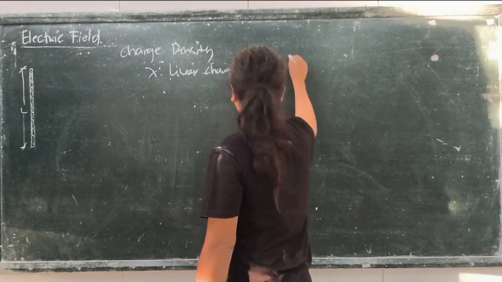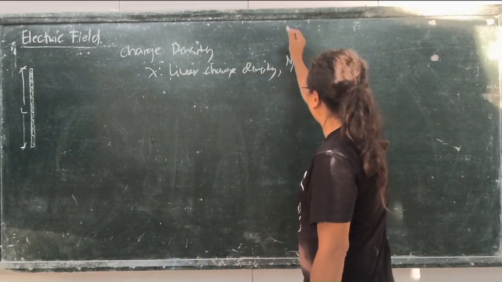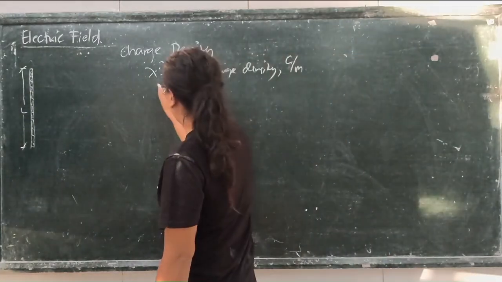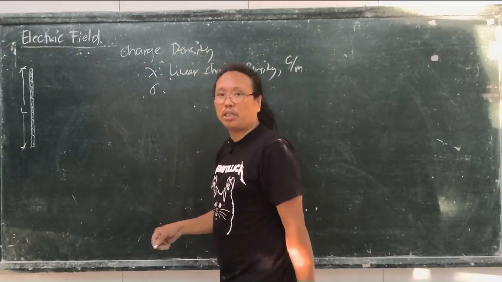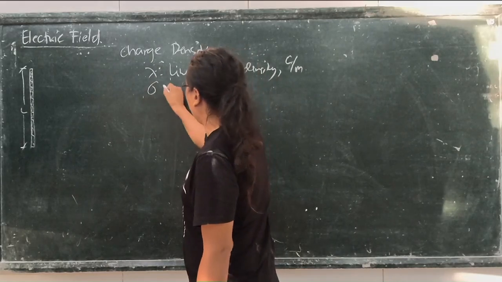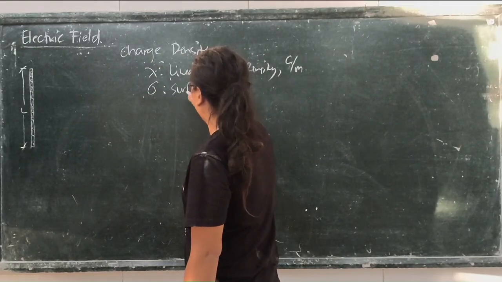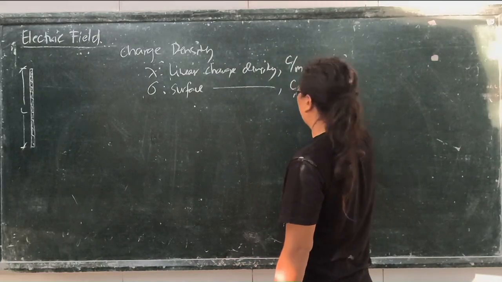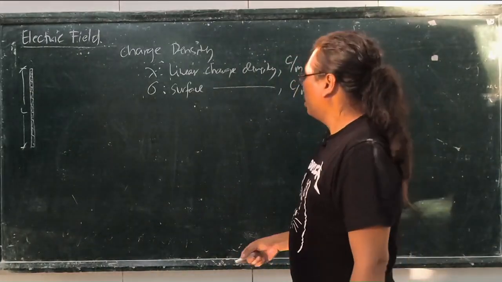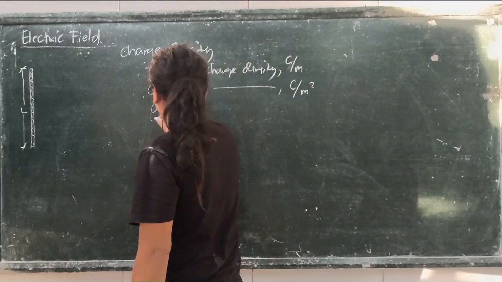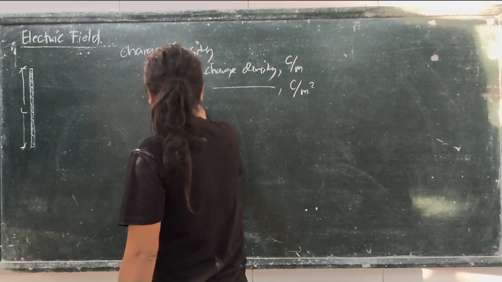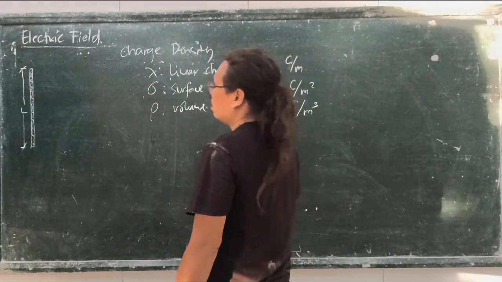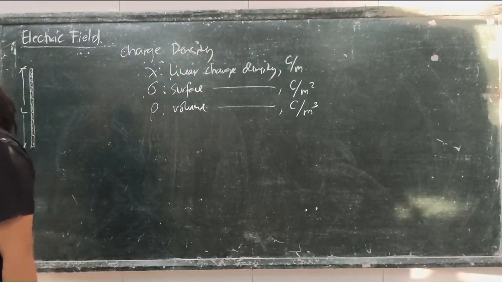The unit of lambda is coulomb per meter. And you have sigma whenever we're dealing with a surface. That would be surface charge density, and this would be coulomb per meter squared. And we have rho, which is the volume charge density, and this would be coulomb per meter cubed.